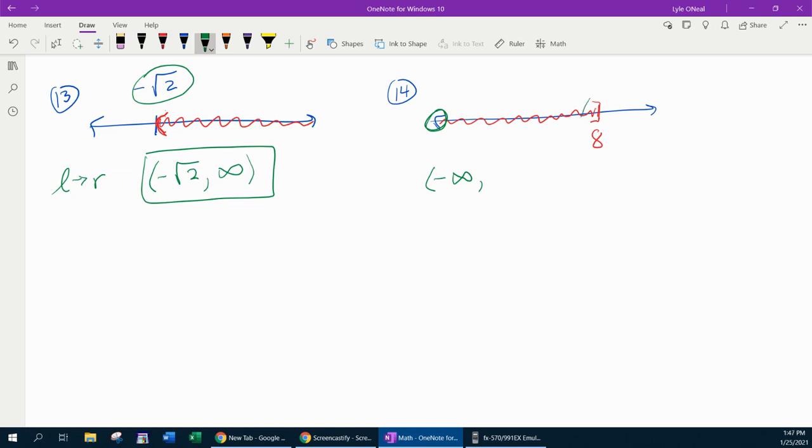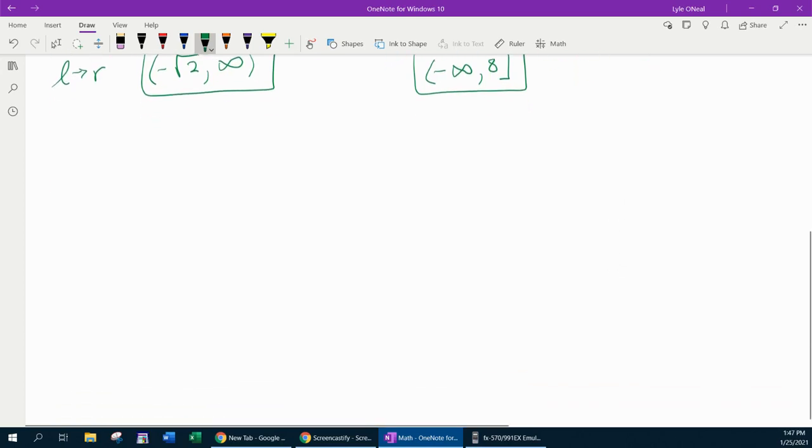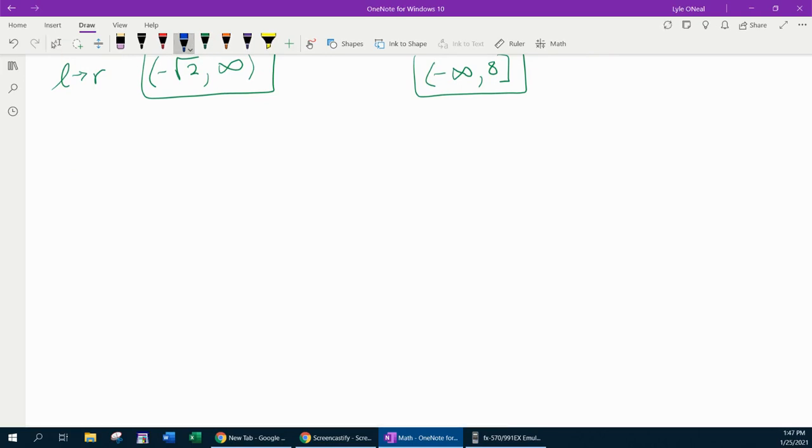And where does the shading stop? Well, it shades up to 8 and including 8. So the bracket on the number line corresponds to the bracket in our interval notation. And there's the answer for 14. And that's it for those examples going from a graph to interval notation. Now it's time to move on and look at number 25.